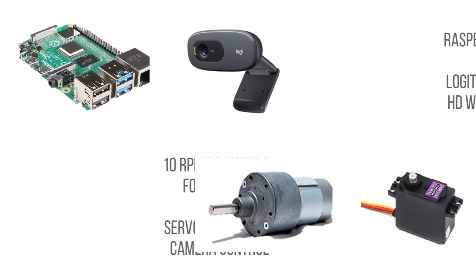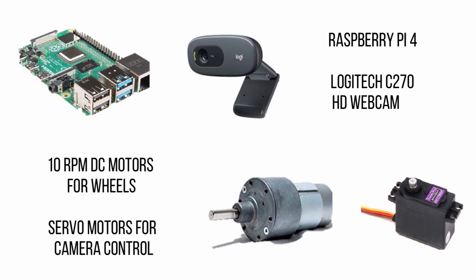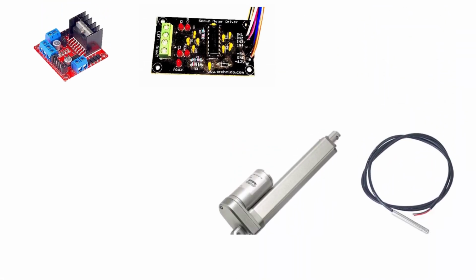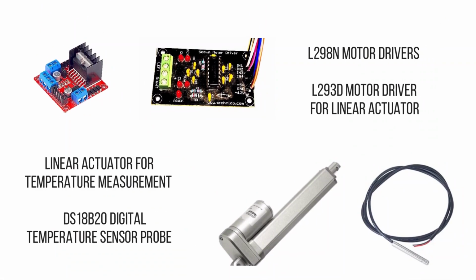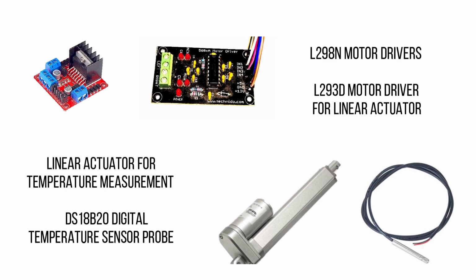The hardware used here, as you can see, includes a Raspberry Pi, a Logitech C270 HD webcam, L298 motor drivers and 10 RPM DC motors, and servo motors for camera control. We also have a linear actuator and an L293 motor driver for linear actuation, and a temperature probe.